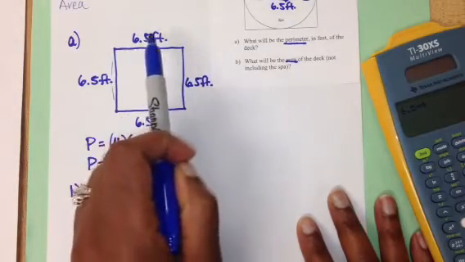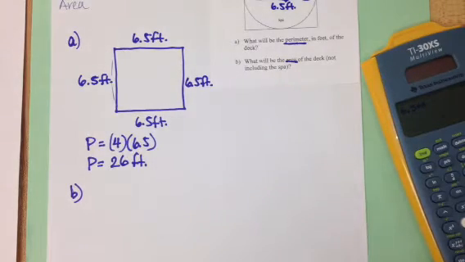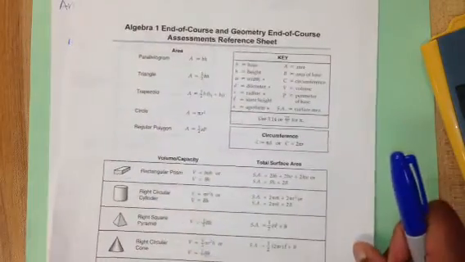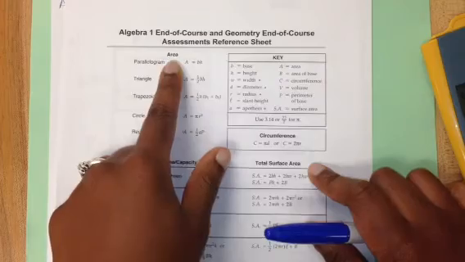We know it's 6.5 by 6.5. So to find the area of our deck, what we can do is reference our reference sheet. So let's go to our reference sheet, where it says area, and we're going to find the area of our square.